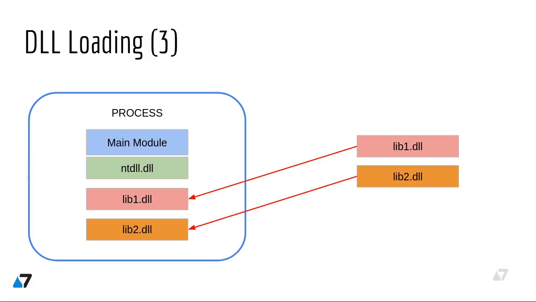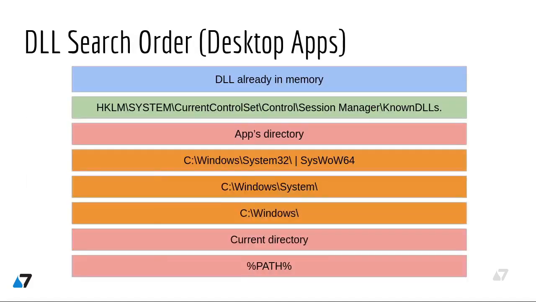Now you might wonder how the Loader knows where to look for these DLLs, right? In Windows, there is a defined DLL search order, and when a specific library is needed, the system will look through all the places, one by one, until it finds the right module and loads it into the requesting process.